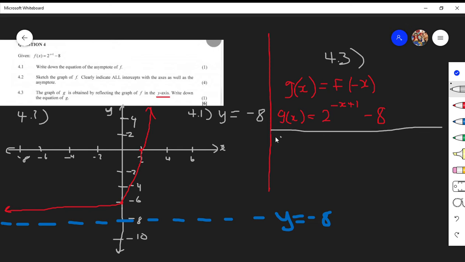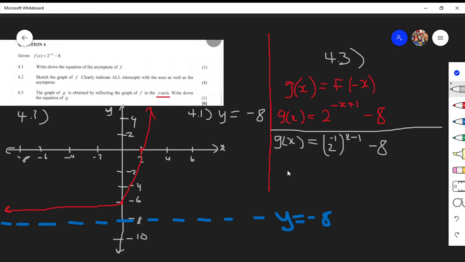You can actually write it as g of x is equal to, and then if you factor out the negative sign, you'll be left with x minus 1. And remember, 2 to the power negative 1, so you'll actually have it like this. 2 to the power negative 1. If you factor out the negative sign, you'll be left with x minus 1 minus 8.